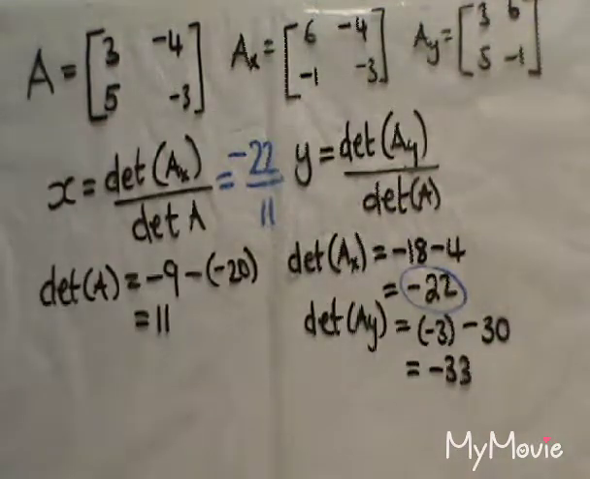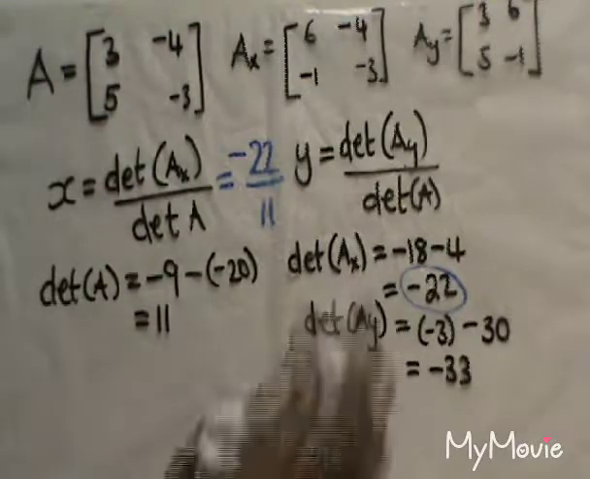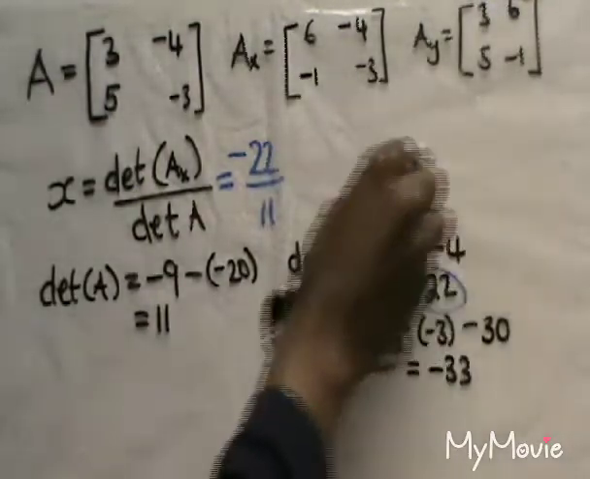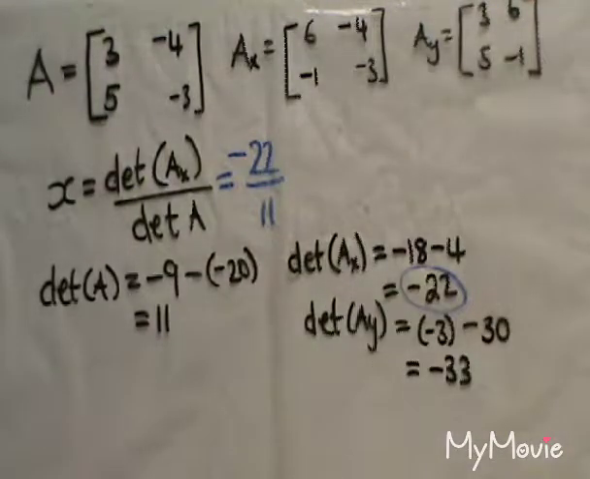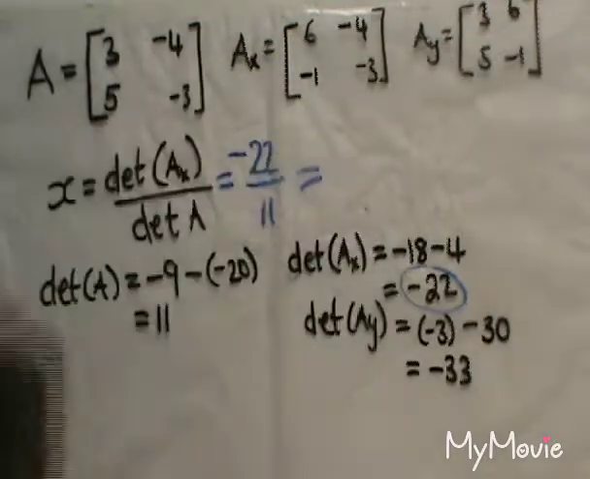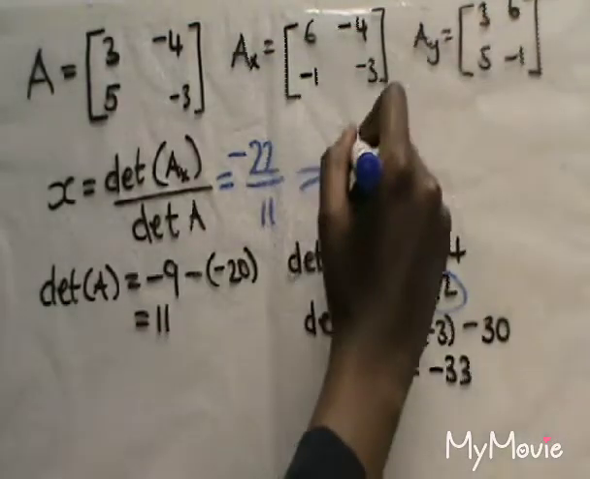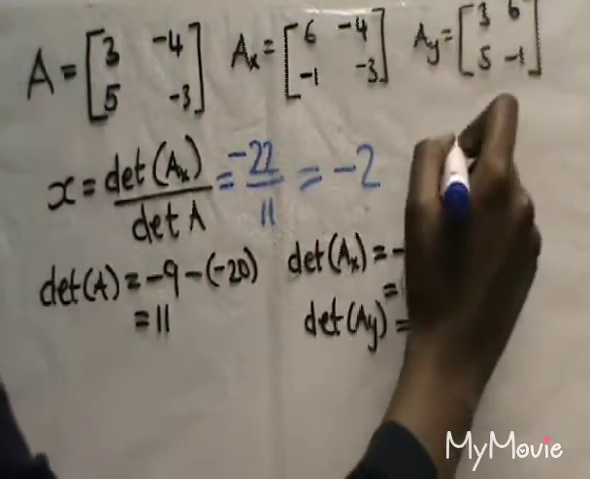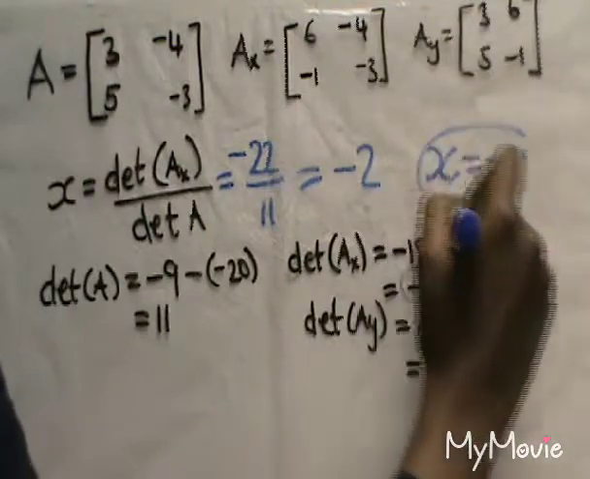Let me just go ahead and make some space. Okay, so it's negative 22 over 11. That is a simple calculation which you should be able to do, and this is equal to negative 2. So that means x is equal to negative 2.